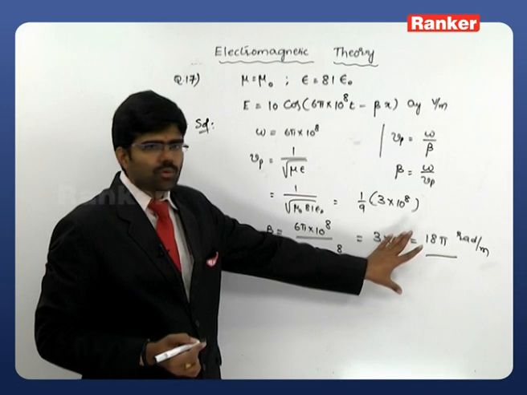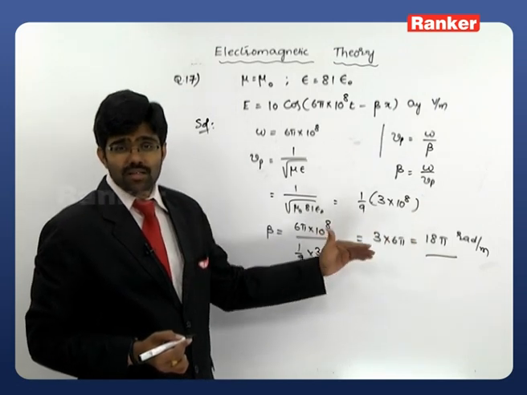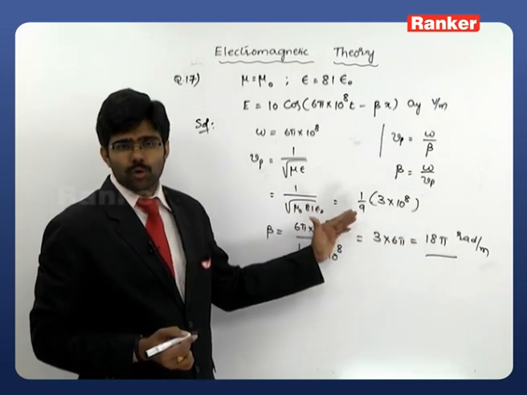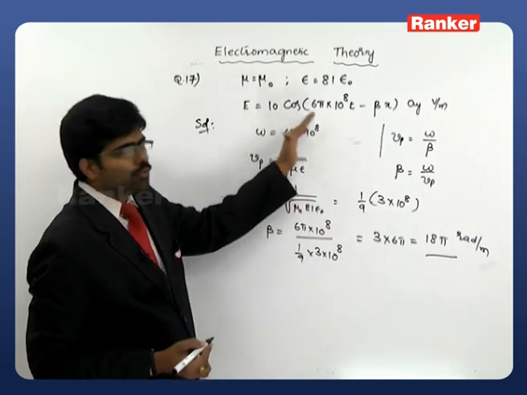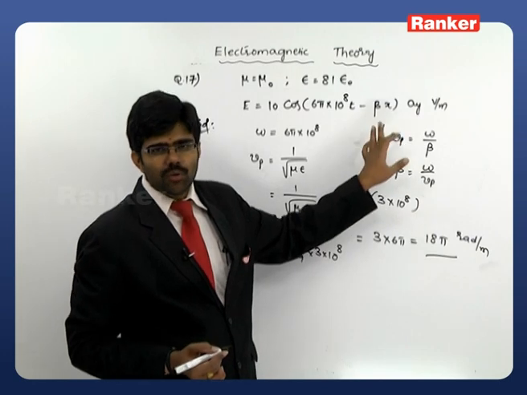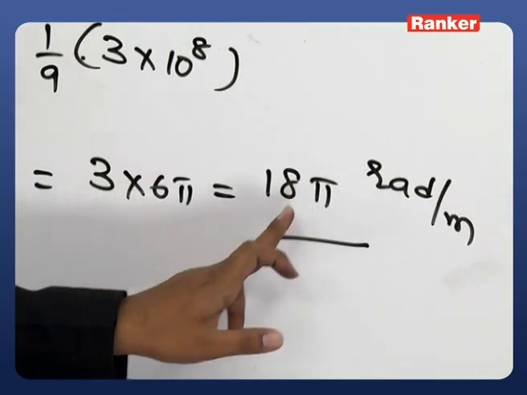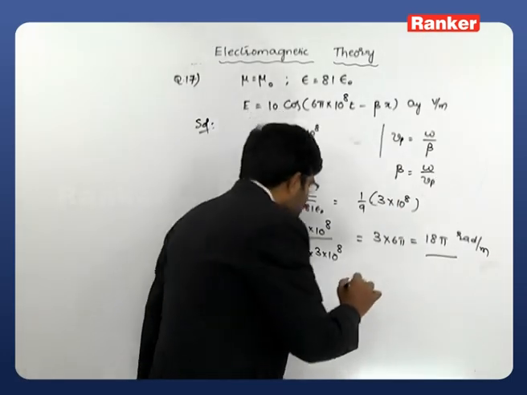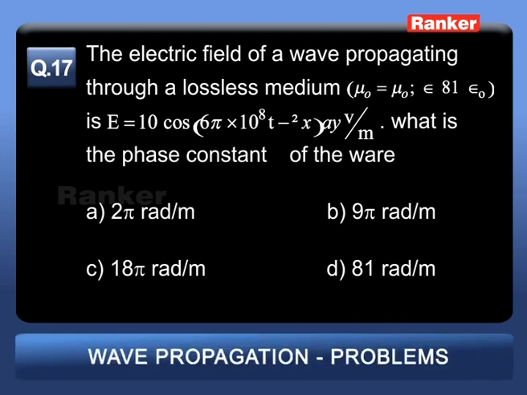What we have to do is observe what parameters exist in our given problem and how we have to wisely use them. Phase velocity equals omega by beta is a very important equation here. This 18 pi coincides with our option C. So for this problem, option C is the correct one.